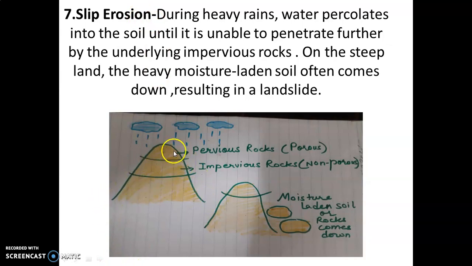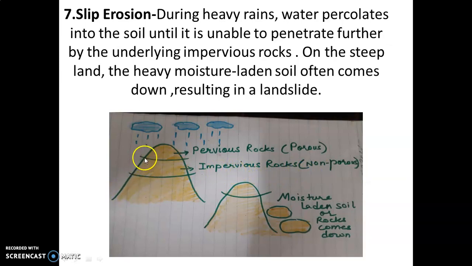See this image I have depicted here. This picture depicts a mountain. Now see, this mountain is made up of a variety of rocks. Basically there are two types of rock, pervious and impervious. First you will learn what pervious is. Pervious rocks are rocks which can hold and absorb water. They are also known as porous. Impervious rocks are non-porous, the rocks that cannot absorb water.